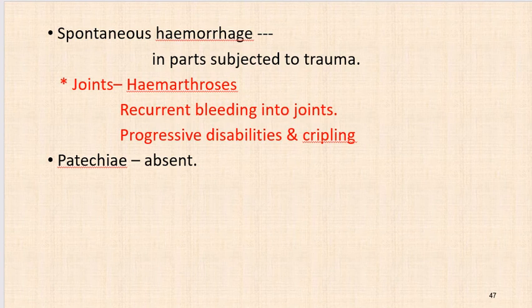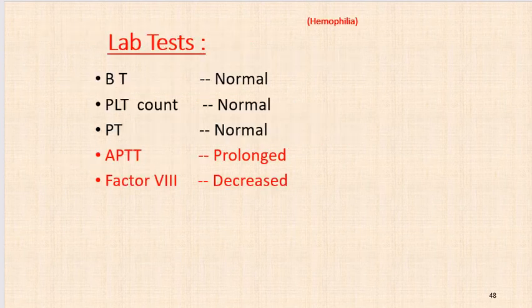In this condition, there are no petechiae. The petechiae are absent. The lab test will show bleeding time will be normal. The platelet count will be normal. And when platelet count is normal and the bleeding time is normal, it means that the number and function of platelets is normal. The prothrombin time is normal. But the activated partial thromboplastin time is prolonged. And when we go for factor 8 assay, it is decreased, that is, the level of factor 8 is decreased in the circulation.